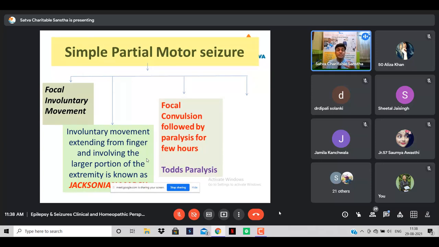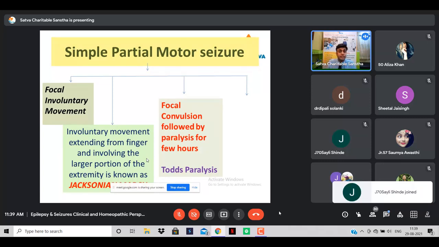So there are certain simple partial motor seizures where consciousness is preserved. Remember, in these simple partial seizures, the word simple means the consciousness is preserved. Like I am giving you a lecture, I may have a simple partial seizure. In this category, the consciousness is preserved. Now, there is a focal convulsion, and after some time this particular hand gets completely paralyzed, for a few hours or a few minutes. This paralysis, which follows a convulsion, is known as Todd's paralysis.